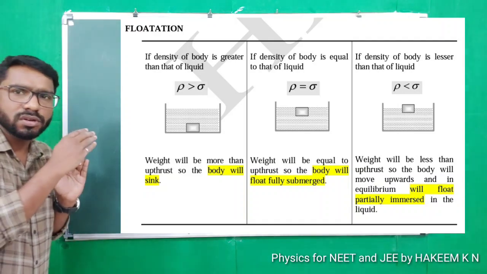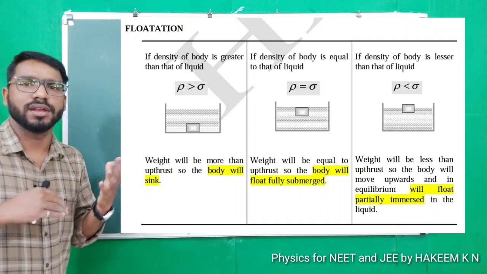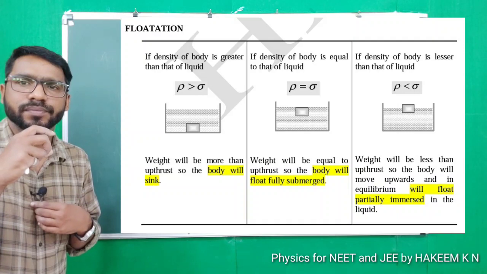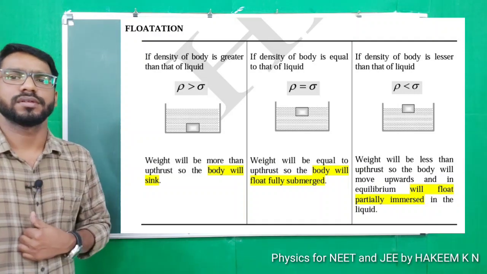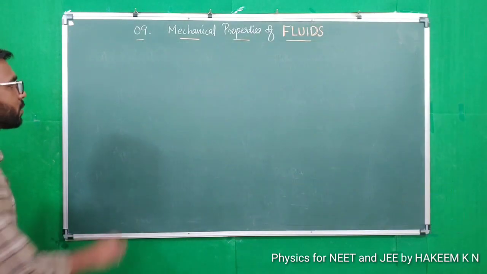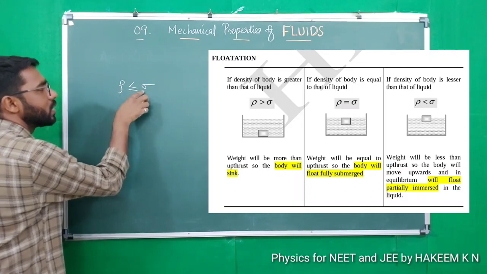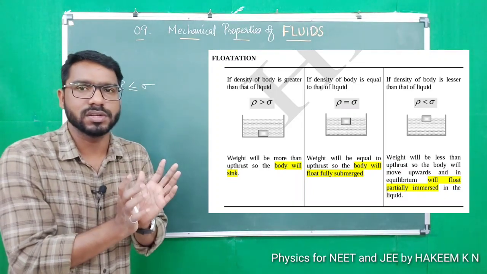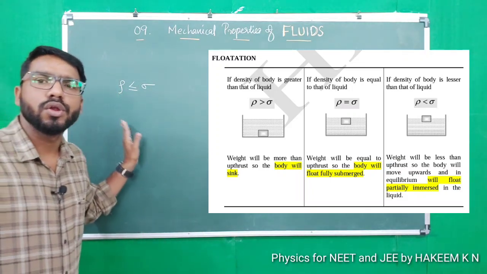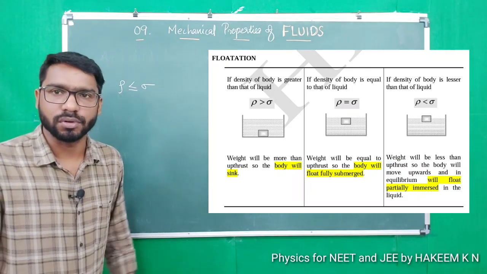And if the density of the body is less than the density of the liquid, then the body will float in the liquid with some part of the body inside the liquid. So for flotation, the density of the body should be less than or equal to the density of the liquid, where rho is the density of the body and sigma is the density of the liquid. This is known as the law of flotation.